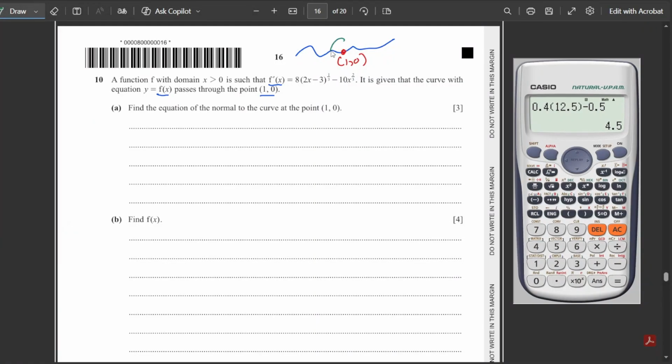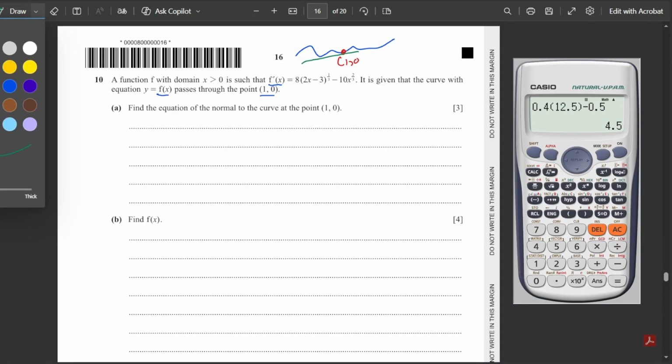So what they're really asking us to do is find a normal. This right here is the point, and you want to find the normal to this. How do you find the normal at such a point? This point is going to have a tangent line that touches it at just this particular instant. And that tangent line has a line that is 90 degrees to it. That 90 degrees line is basically the normal line at this point 1, 0, and we need to find the equation of that normal line.